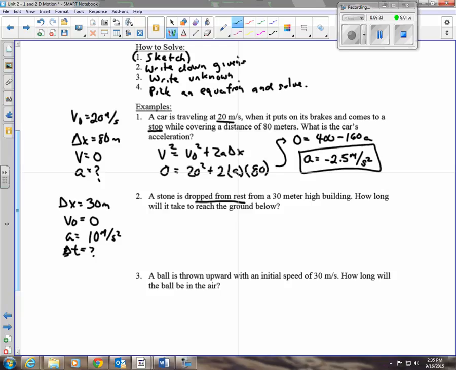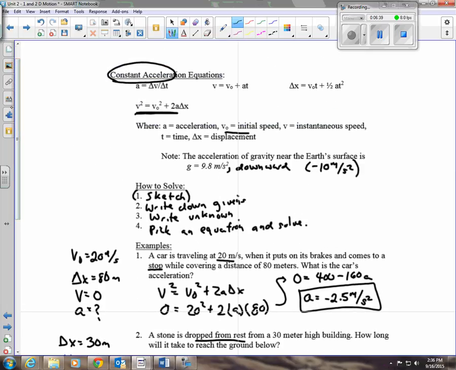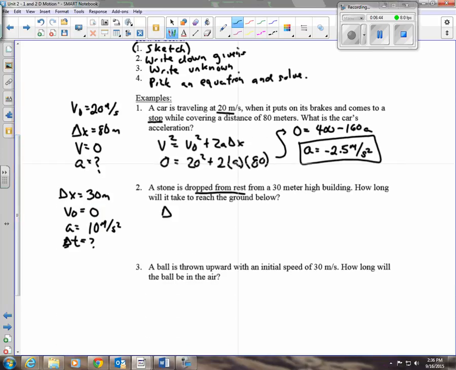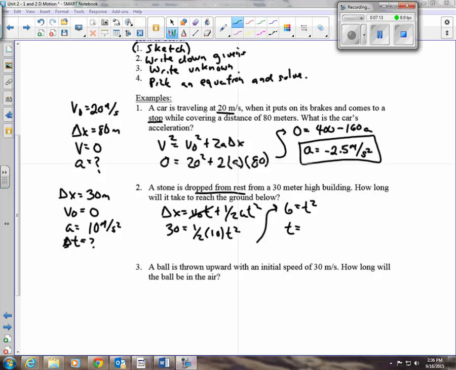So when I look at my equations, I want one with x, v0, a, and t in it. So I look up here. It turns out it's this long one right here, the delta x equation. So delta x is v0t plus 1/2 at squared. So then I can say 30 equals v0 is 0. So this whole part's going to be 0. No matter what my time is, 0 times the time is 0. So I don't have to worry about it. 1/2 times 10 times t squared. If I do my algebra right with this, I'm going to end up with 6 is t squared. So t is going to be 2.45 seconds.